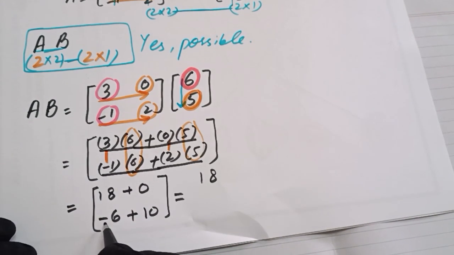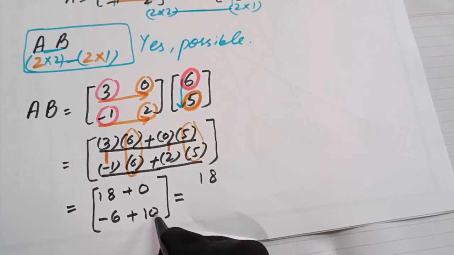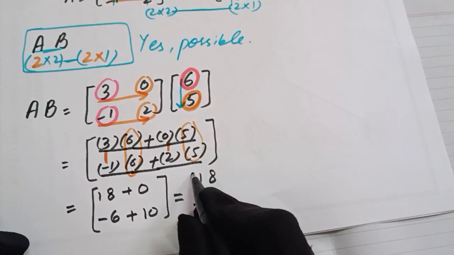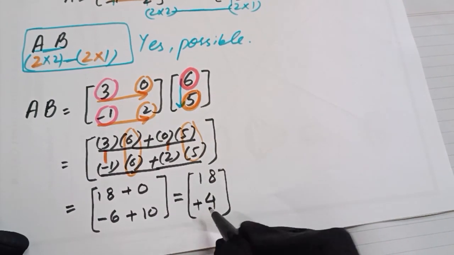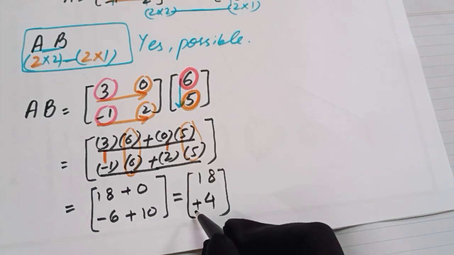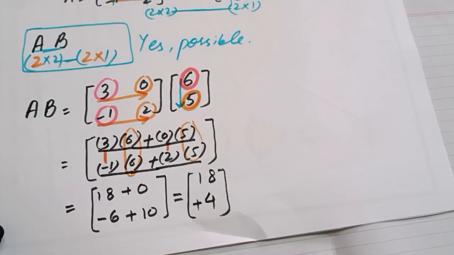Okay. -6 plus 10. Opposite integers are there. Always do subtraction: 10 minus 6 is 4. Take the sign of the bigger digit, plus. So 18 and 4, whether you write this as plus 4 or not, no need to write the plus, that's okay. Mostly we are not writing the plus sign, only we mention the minus sign. So this is the answer.